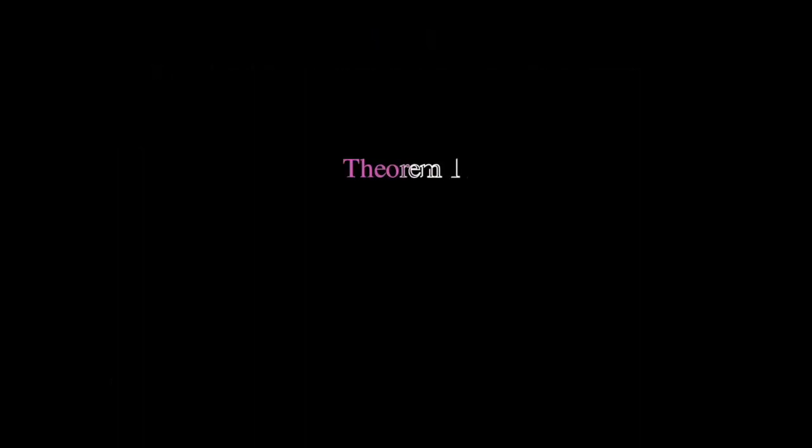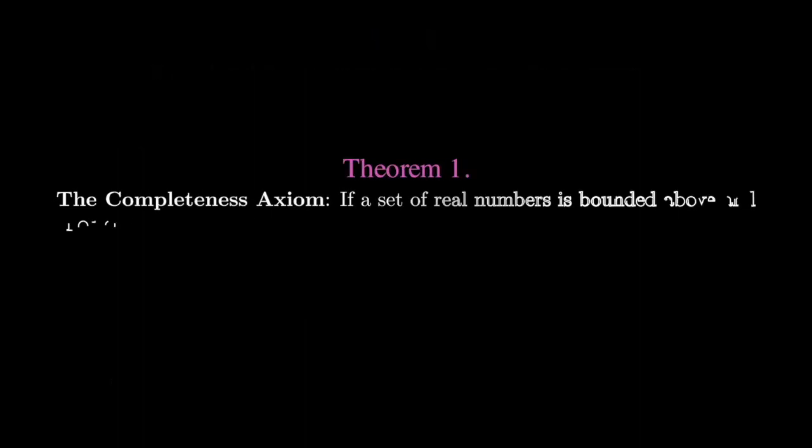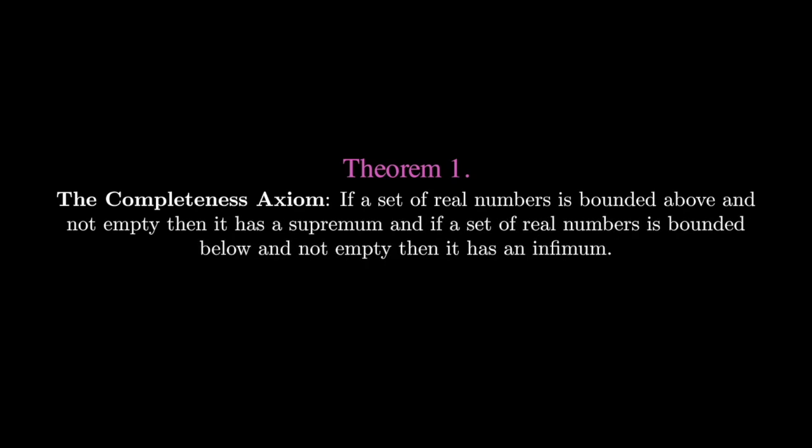Moving on to our first theorem, the completeness axiom. This states that if a set of real numbers is bounded above and not empty, then it has a supremum, and if a set of real numbers is bounded below and not empty, then it has an infimum. This neatly ties together boundedness and supremums and infimums.